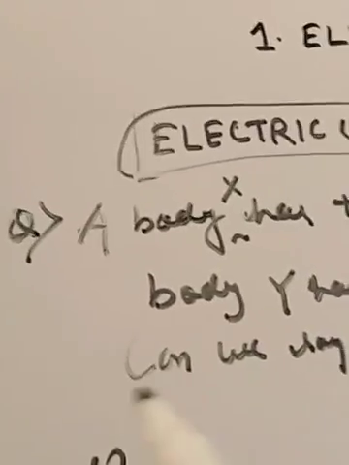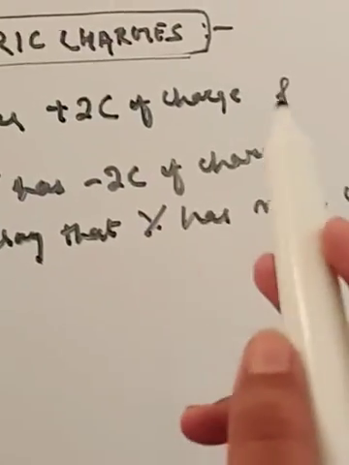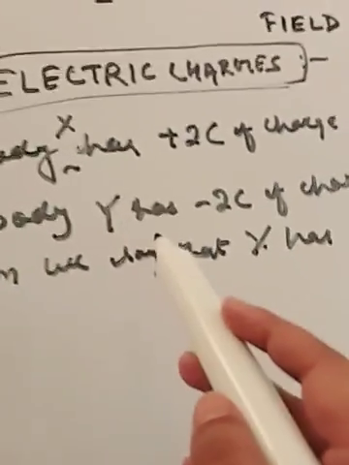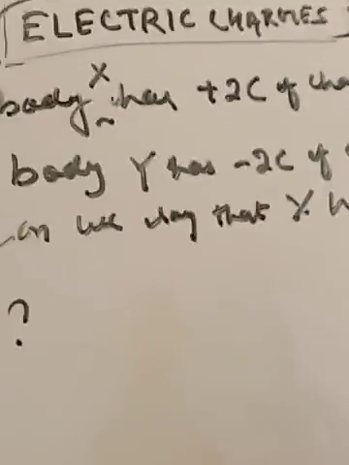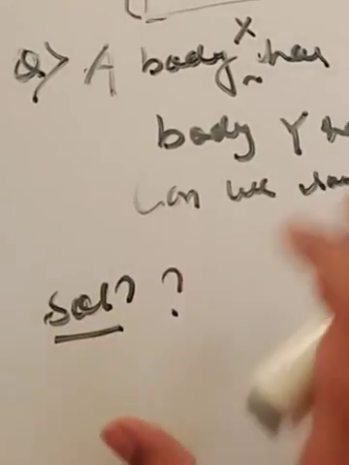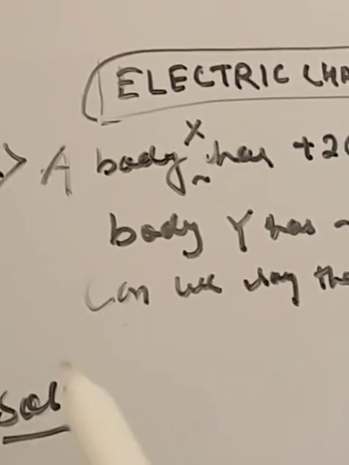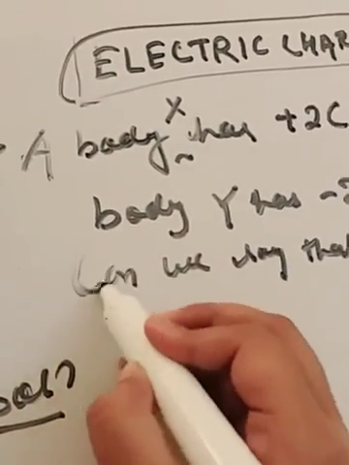So now a question comes. A body X has plus 2 coulomb of charge and a body Y has minus 2 coulomb of charge. So can we say that X has more charge than Y? Answer me. I will do the solution, but say it to me first.